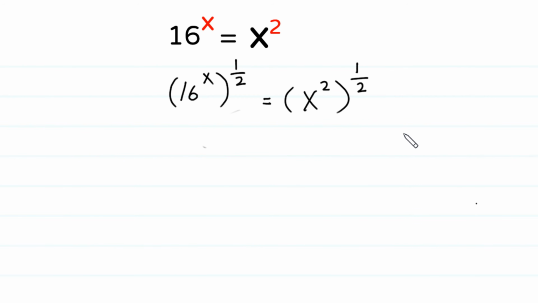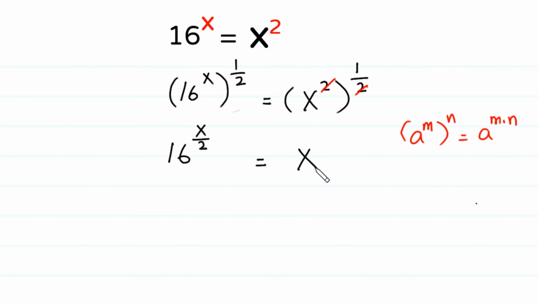Next, according to the rule of exponents, a to the power m to the whole power n is equal to a to the power m times n. This power x is multiplied by this power 1 over 2. 16 to the power x times 1 over 2, x over 2, is equal to, and when this power 2 is multiplied by this power 1 over 2, this 2 will be cancelled with this 2, and here is left x.